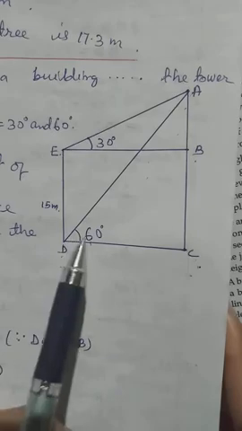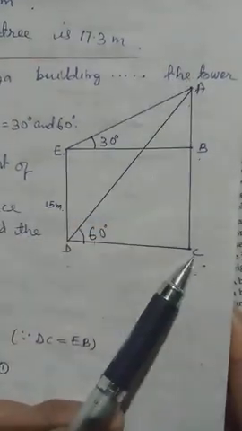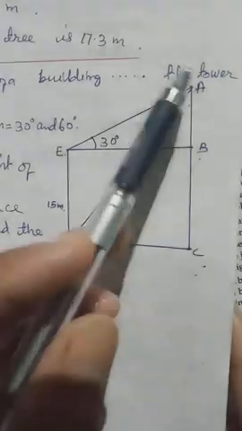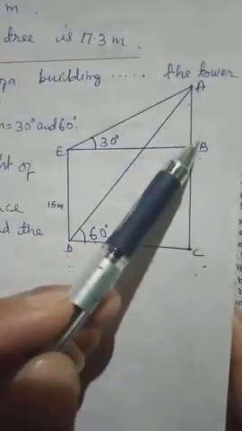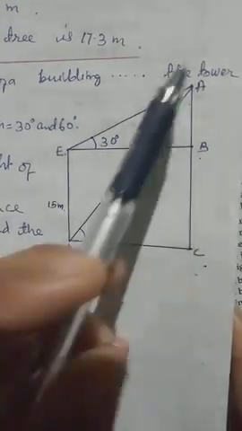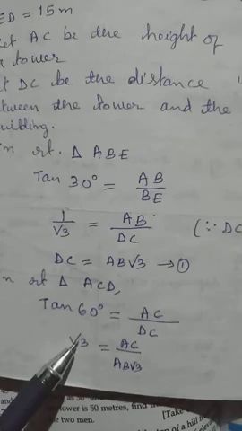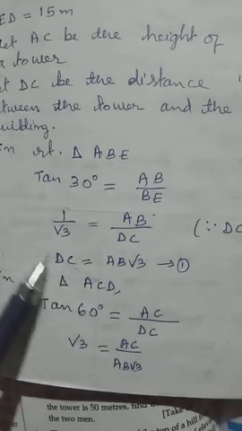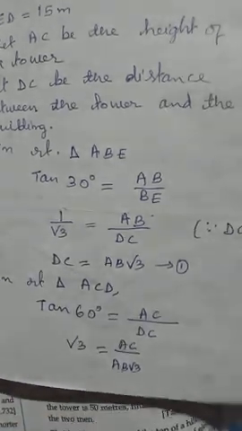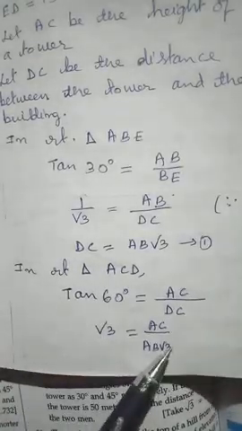Let's take the second triangle. Tan 60 in this big triangle will be AC by DC. Then AC we can break as AB plus BC. BC we already have from here equal to 15. So the main problem now is to find AB. Tan 60 from the table we know is root 3. Then DC we have from here as AB root 3, and we can replace with that. So AB root 3, we cross multiply. Root 3 into root 3 is 3.